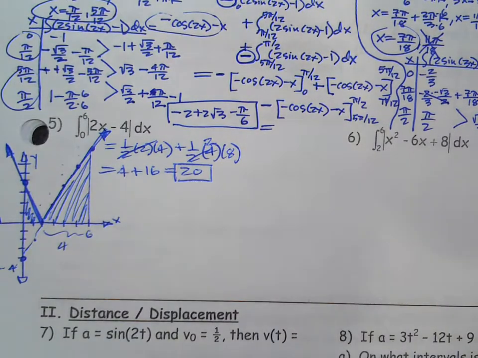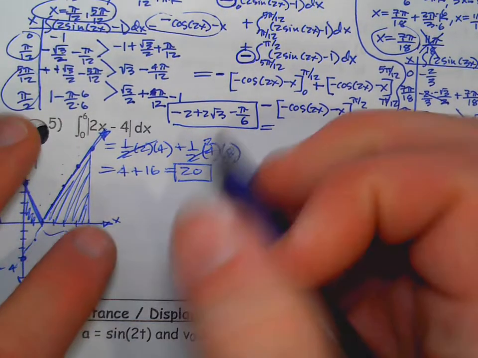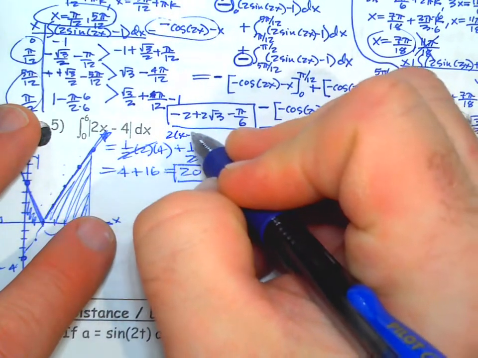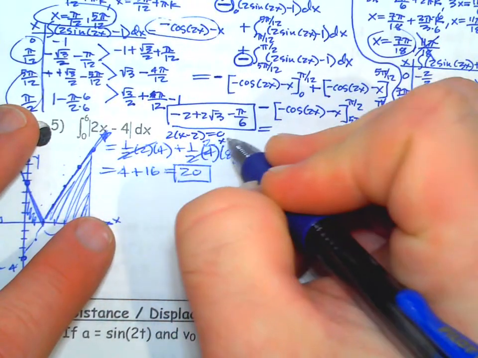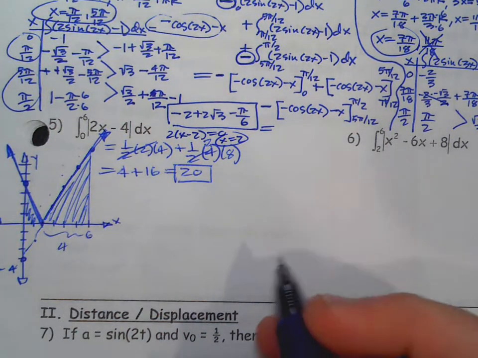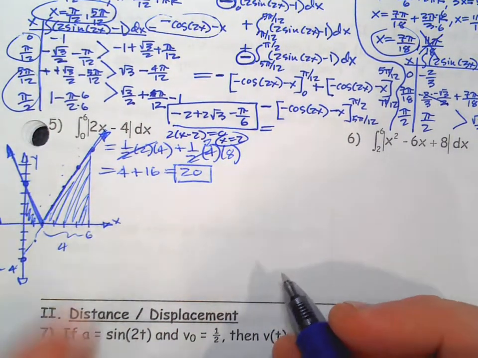So we do it like that. We could find the 0, factor it, equals 0, x equals 2. So that's the x-intercept of the graph. If we don't graph it, we just know that's where it's at.